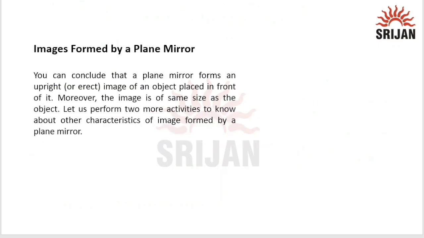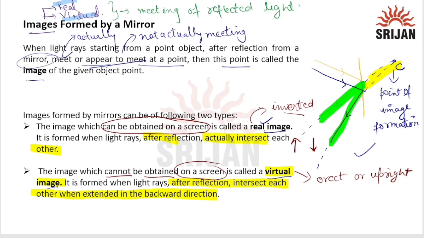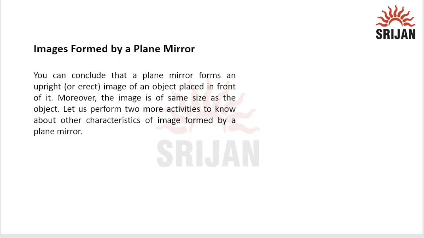Now let's discuss the image formed by a plane mirror. First of all, in the case of a plane mirror, the diagram which we have just discussed here, let me explain once more for more clarity. Suppose this blue line is the plane mirror. What will happen? The first ray will come and be reflected back in this direction. The second ray will also come and be reflected back in this direction.